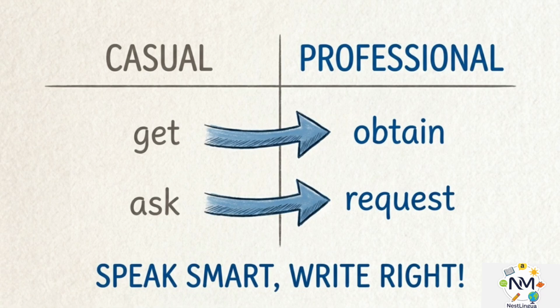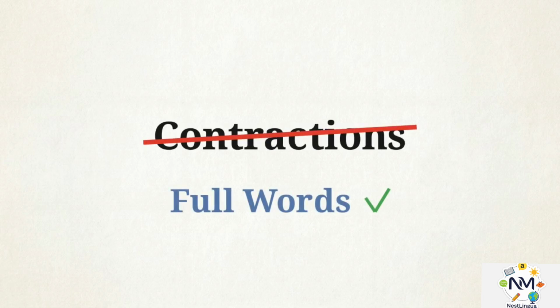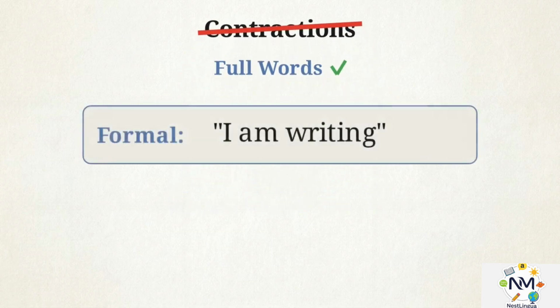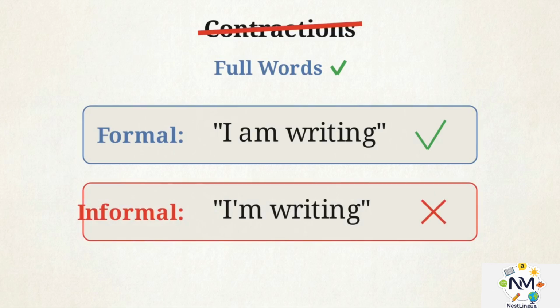Instead of saying you want to get or ask for something, you obtain or request it. And notice the red line striking through the contraction. In formal writing, you write "I am writing," never "I'm writing."